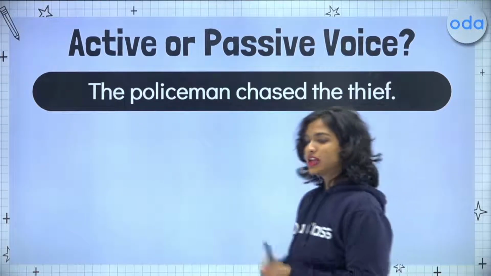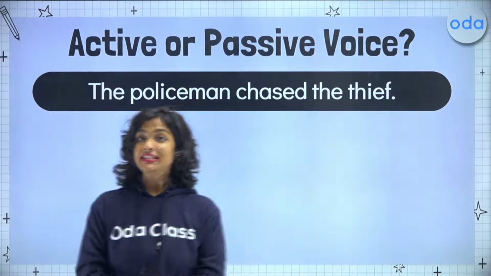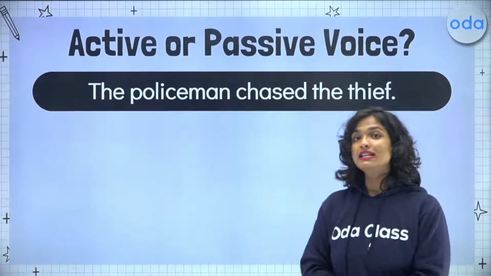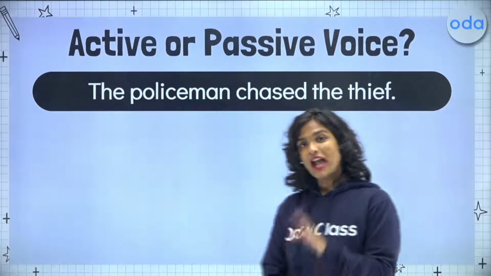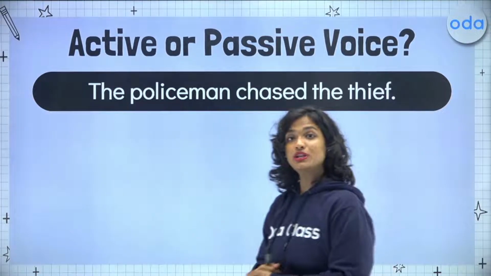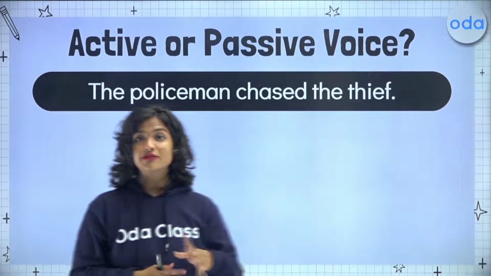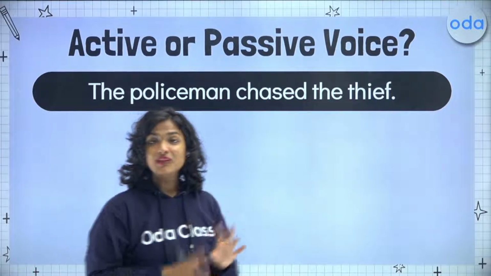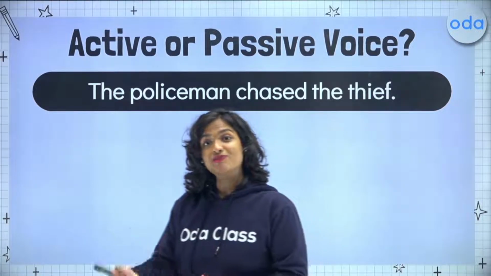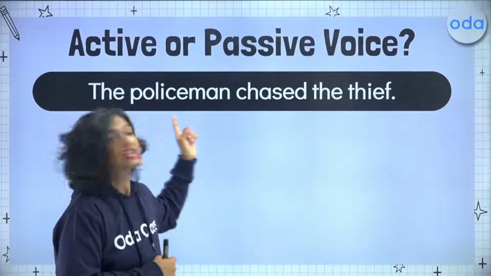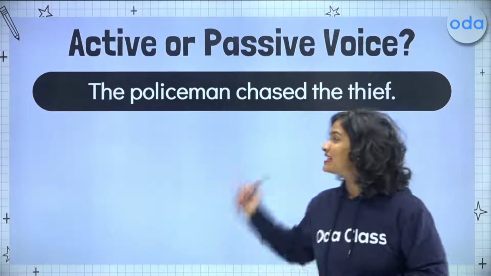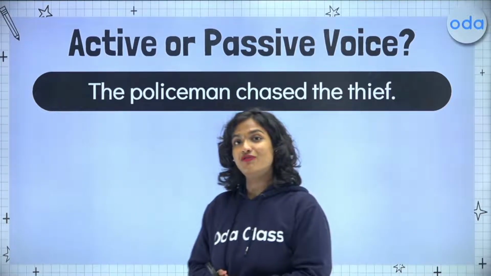Let's take one more. The policeman chased the thief. What do you think, students? Is this in the active or in the passive voice? As always, let's first look at the subject. Our subject here is the policeman. Our action or our verb is chased. And in this sentence, it is very clear that the subject is performing the action. The policeman is performing the action of chasing the thief, which means that this sentence is in the active voice.